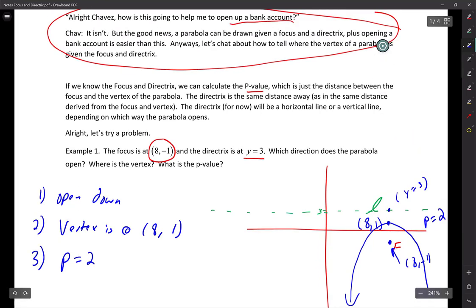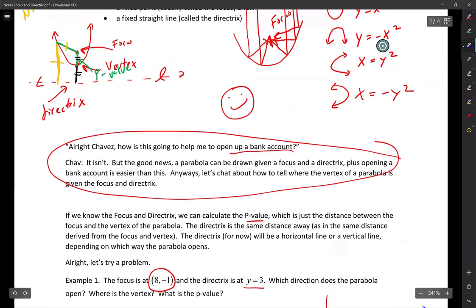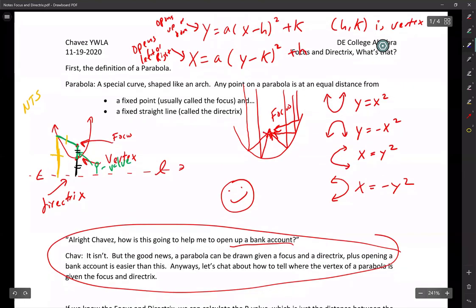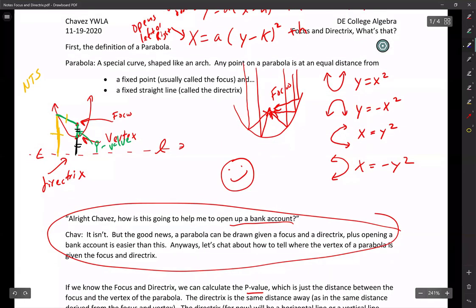Now, how do we know what direction it opens? I'm going to illustrate it over here, guys. I don't have much room, so I'll put it right here. So here's my directrix, and don't write this down, just listen. If here's my directrix and I have my focus up above, then that means that the vertex is in the middle and it opens up. Does that make sense, Anna?